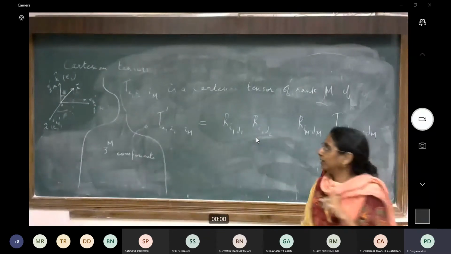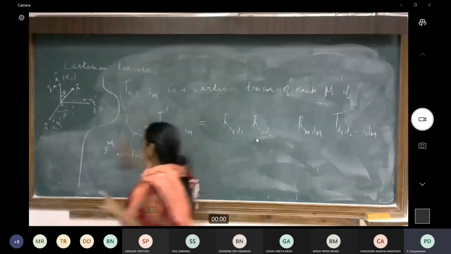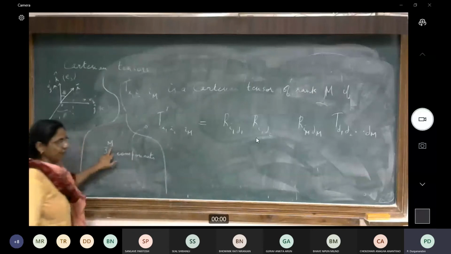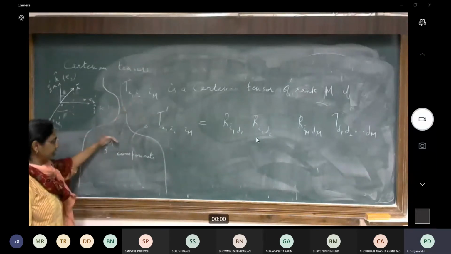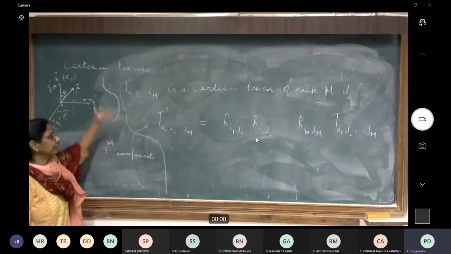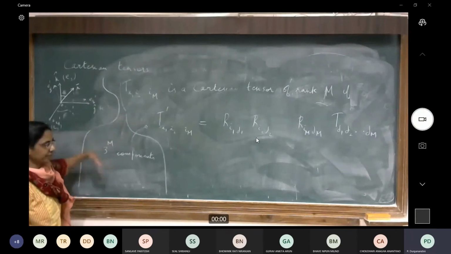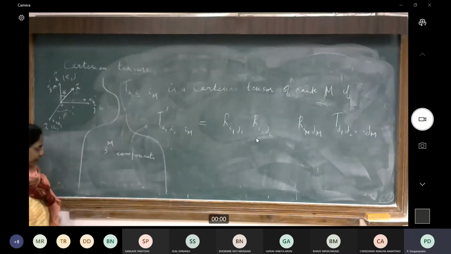If it is rank 1, then I will have one index, which tells me that it has 3 components. If it is rank 2, then there will be 2 indices, there will be 3 squared, so 9 components. Rank 3, 3 into 3 into 3, 27, and so on. Right? So this is something.